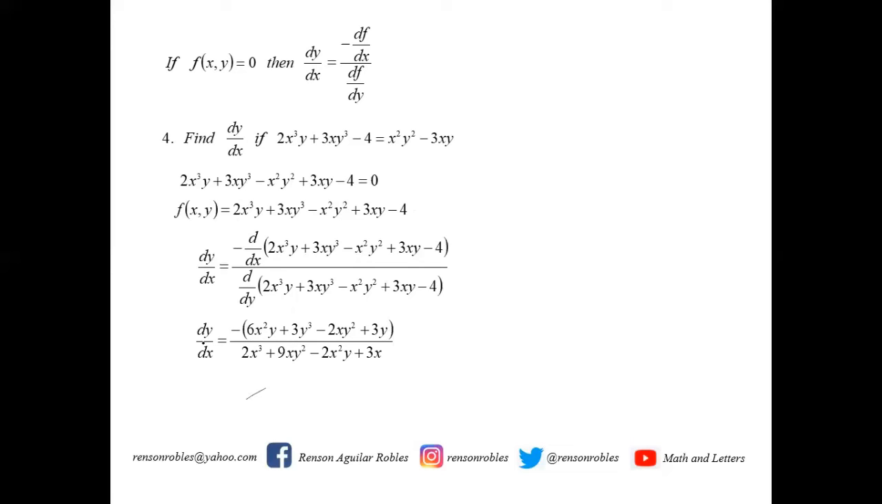On the denominator, we shall differentiate the same function with respect to y. So 2x cubed will be treated as constant, and we shall only differentiate y, and then we shall have 2x cubed. Then plus the derivative of 3xy cubed in terms of y. So that's 3 times 3, that's 9, then copy x and then y squared. Minus, in terms of y, copy x squared and then differentiate y squared, and that is negative 2y. And then the derivative of 3xy in terms of y is 3x. So we have dy/dx equals, you can just introduce negative 1 to each term inside the parentheses. So you shall have negative 6x squared y, then this will become minus 3y cubed, this will become plus 2xy squared, then minus 3y, all over 2x cubed plus 9xy squared minus 2x squared y plus 3x.